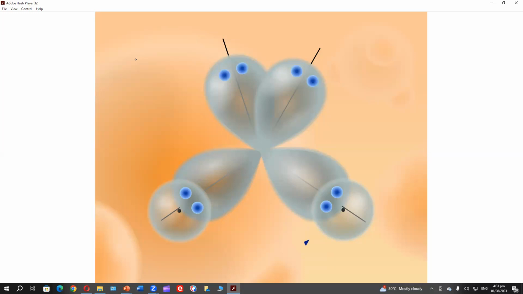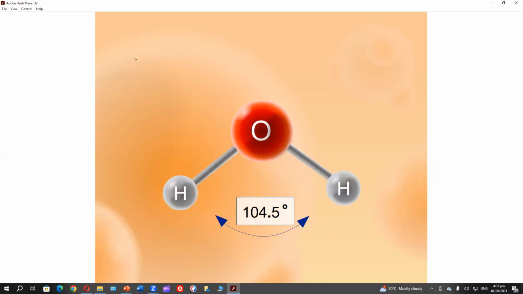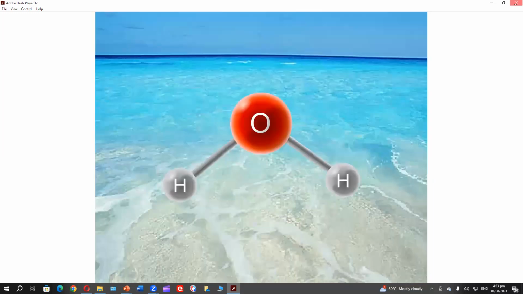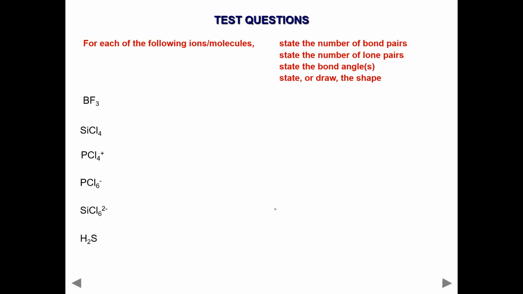The spatial arrangement of sp3 orbitals is normally tetrahedral, with an interbond angle of 109.5 degrees. However, the repulsion between a non-bonding and a bonding electron pair is stronger than the repulsion between 2 bonding pairs. So the bonding pairs are pushed together by the non-bonding pairs, and the resulting angle is 104.5 degrees. So I hope you understood one thing, that the main problem is the lone pair. Practice in shapes of the molecule.